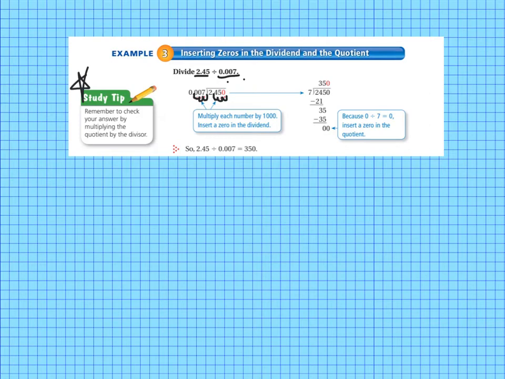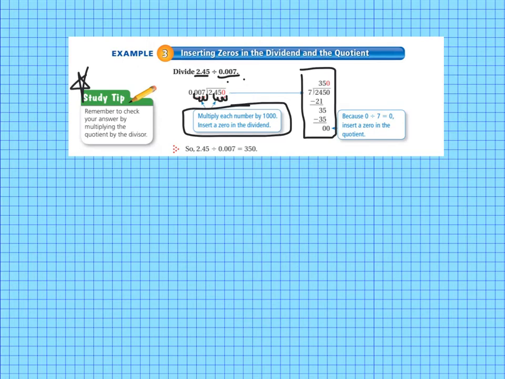So what we end up with is 2,450, but we had to add a zero there on the end because we didn't have enough places in the problem to move our decimal point. So that's what this box is about. We multiplied each number by 1,000, and we had to insert a zero in the dividend in order to put our decimal point. And then we divide as if they're whole numbers because now they are.